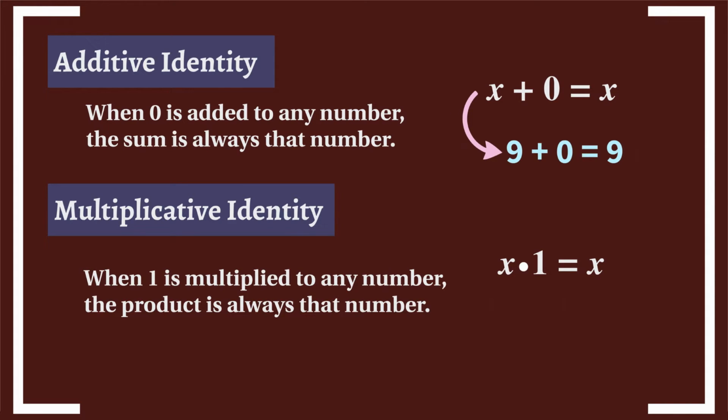Let's also have an example for this one. 3 times 1 is equal to 3. You can multiply any number by 1, and the answer is always that number, no matter how big or how small that number is.